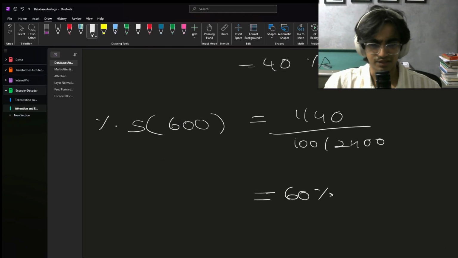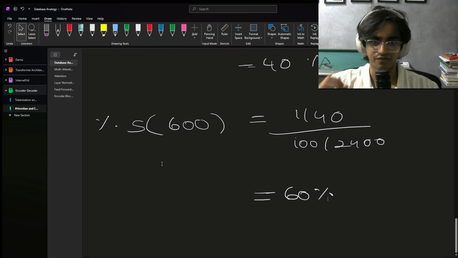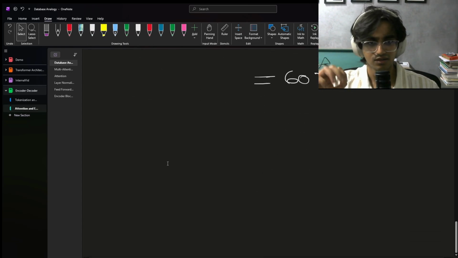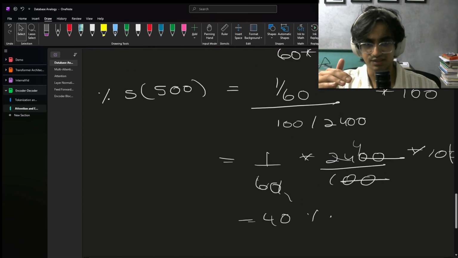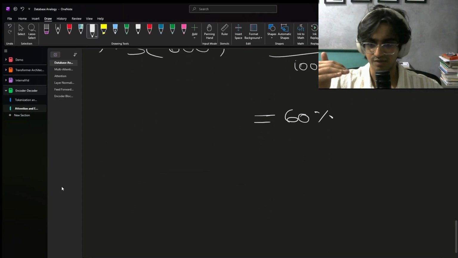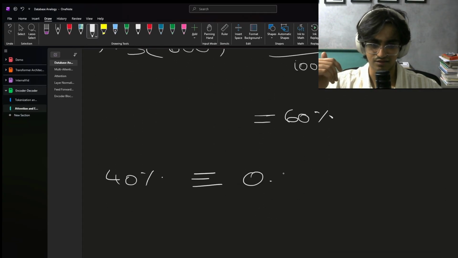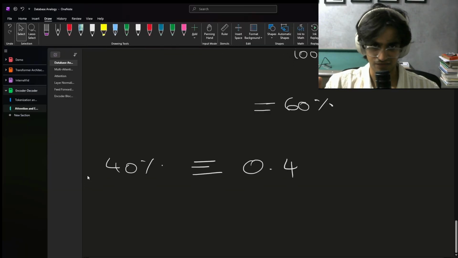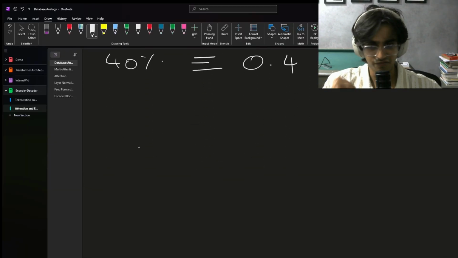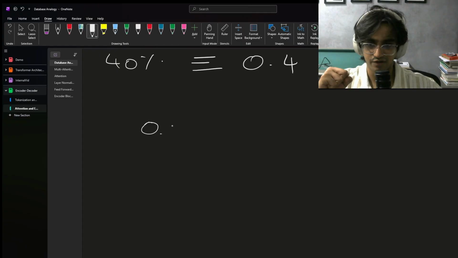So now that we've got the percentages, let's find the coefficients. We want them to sum up to 1. So again, here we've taken percentages, but if we just take 40%, its equivalent is 0.4. 40% is just 40 by 100. So your coefficients will just be 0.4 and 0.6.